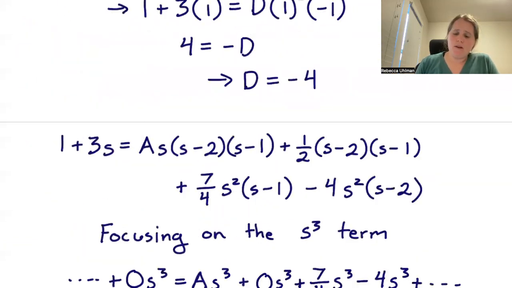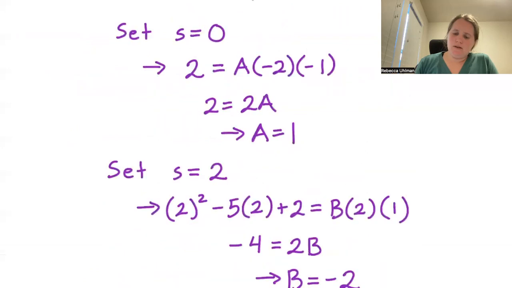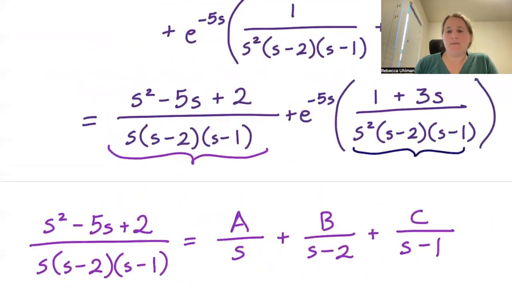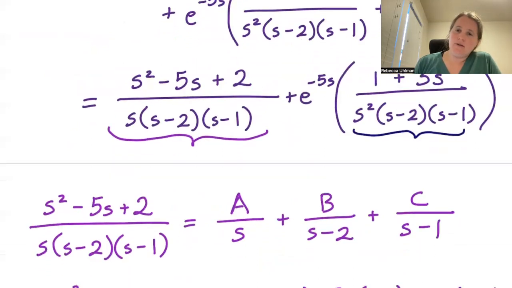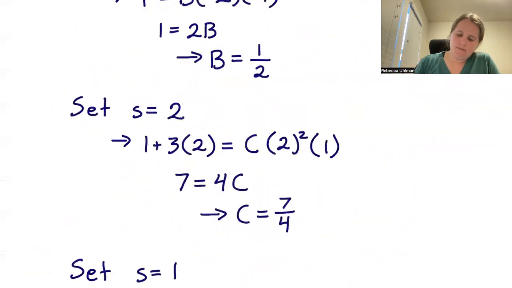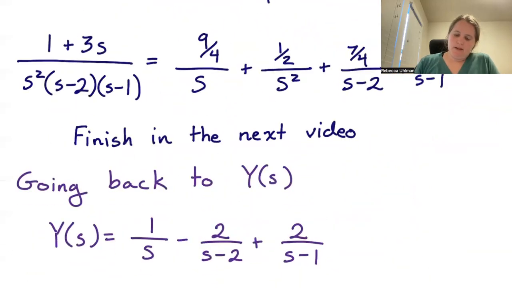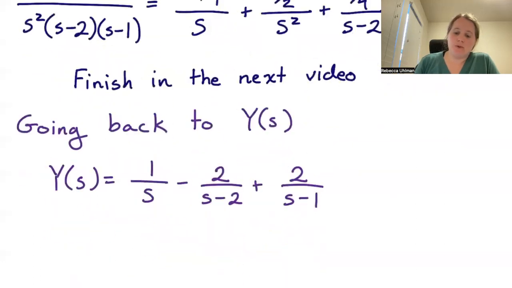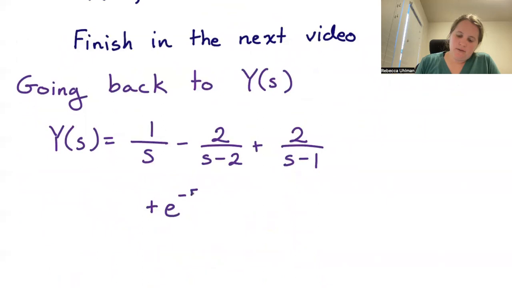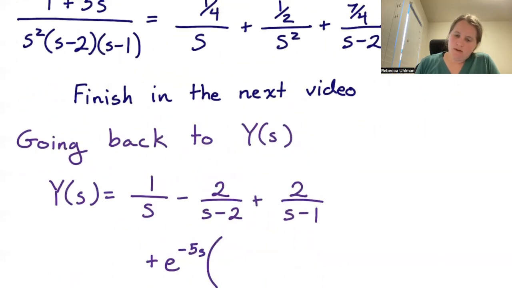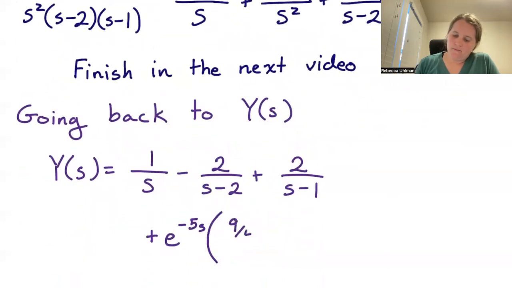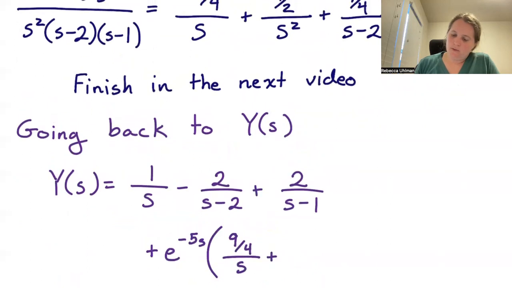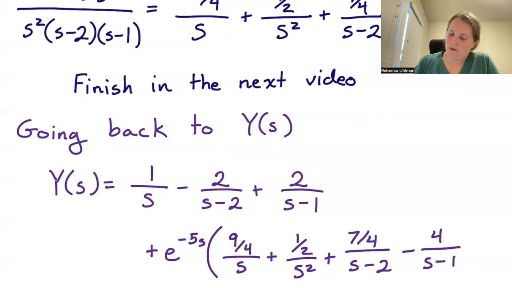And then our next component, we had an e to the negative 5s times our second chunk of partial fractions. So you'll have an e to the negative 5s times that 9/4 over s plus 1/2 over s squared plus 7/4 over s minus 2 minus 4 over s minus 1. So we have plus e to the negative 5s times 9/4 over s plus 1/2 over s squared plus 7/4 over s minus 2 minus 4 over s minus 1.